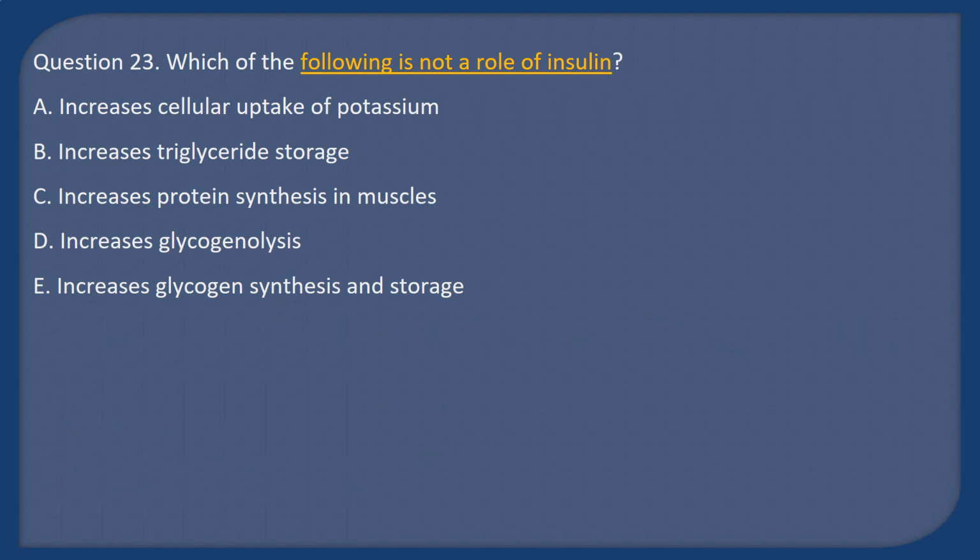Question 23. Which of the following is not a role of insulin? A. Increases cellular uptake of potassium. B. Increases triglyceride storage. C. Increases protein synthesis in muscles. D. Increases glycogenolysis. E. Increases glycogen synthesis and storage.